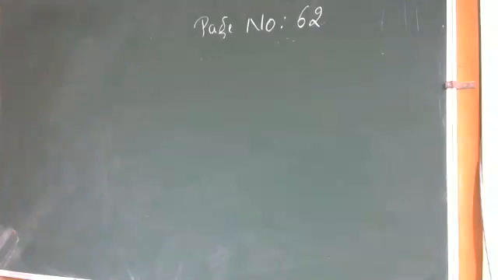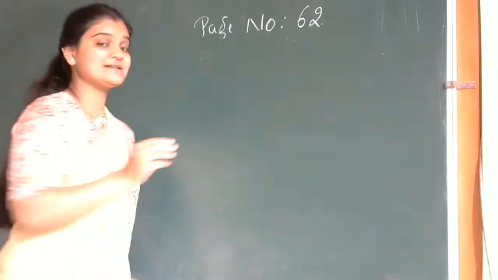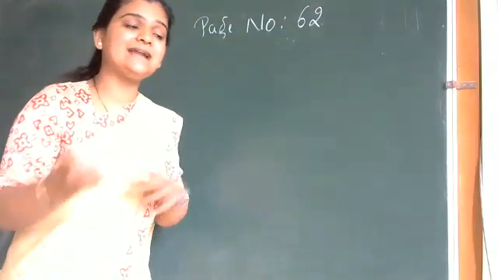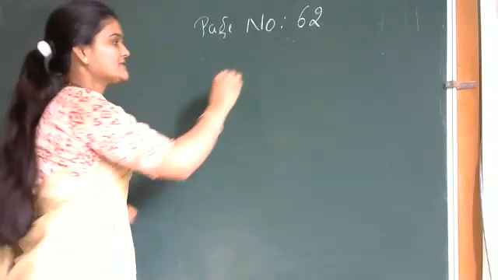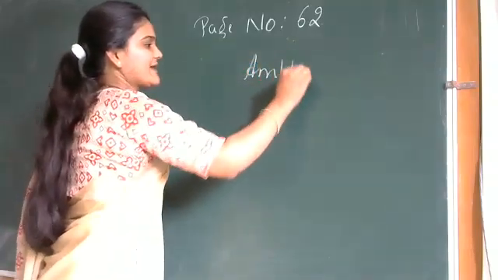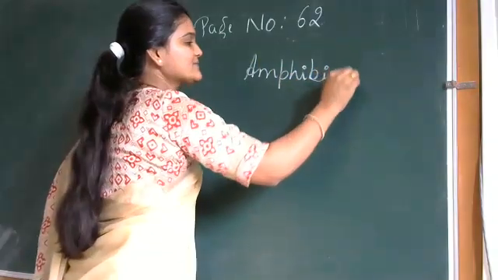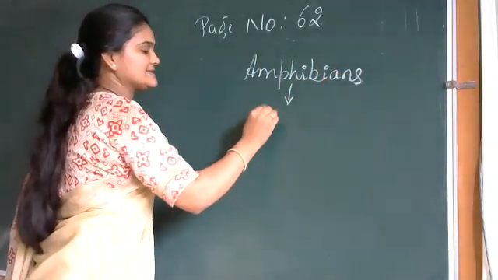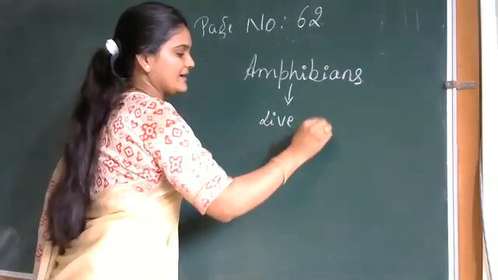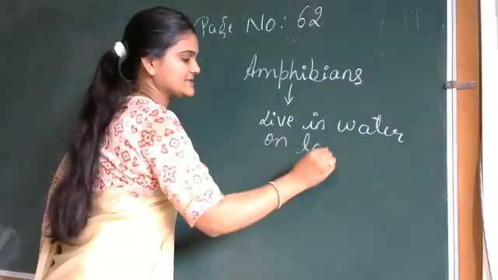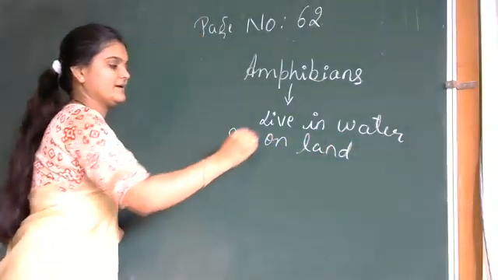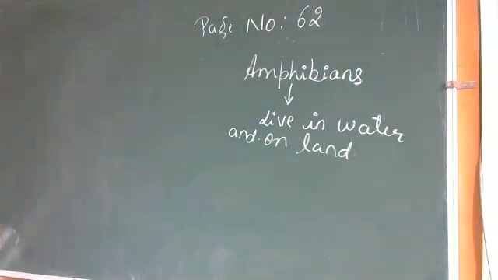Both land and water. What are these known as? No, no. I'm asking about the animals which live both on land as well as in water. Amphibians. Yes, those are known as amphibians. Amphibians are nothing but the animals which live both in water and on land. Okay, these are known as amphibians.